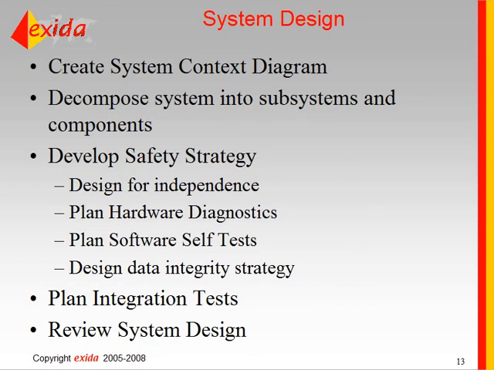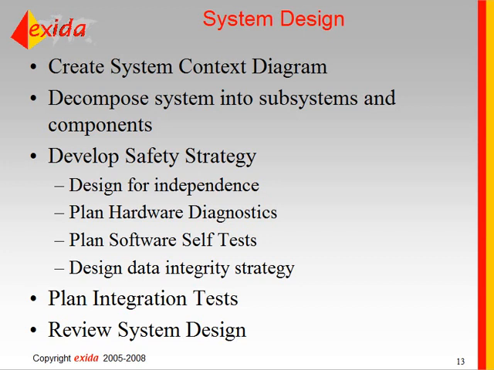All right, so once the safety requirements are documented, then the system design phase begins. System design consists of creating a system context diagram, which shows how the system interacts with the things that are outside the system. So it essentially defines what's inside the system, what's outside the system, and what the interfaces are. You decompose the system into subsystems or components, so you break the system down into smaller parts that can be more easily understood, analyzed and implemented.